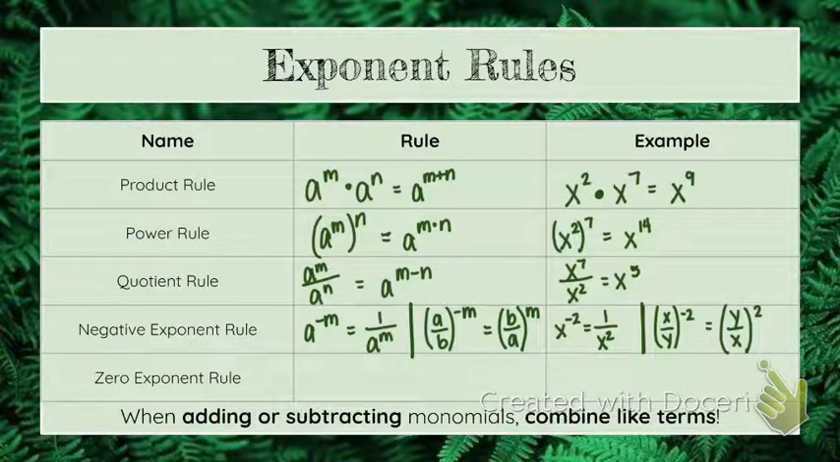And finally, the zero exponent rule. This says that a to the 0 power is always equal to 1. The only number this is not true for is 0. 0 to the 0 power is undefined.